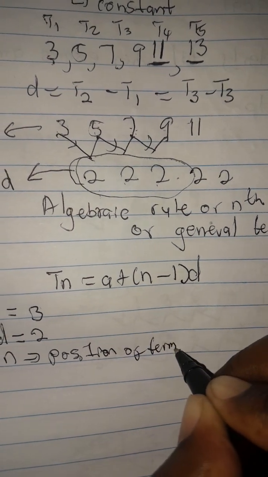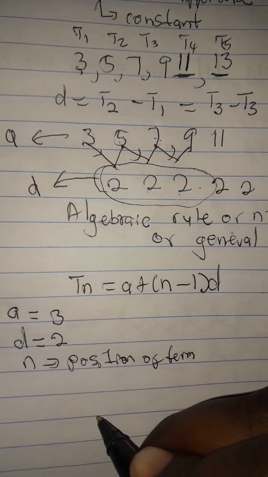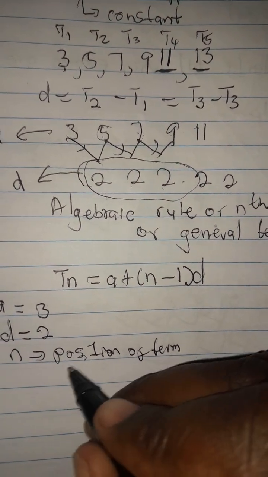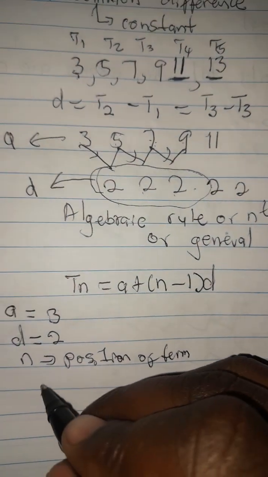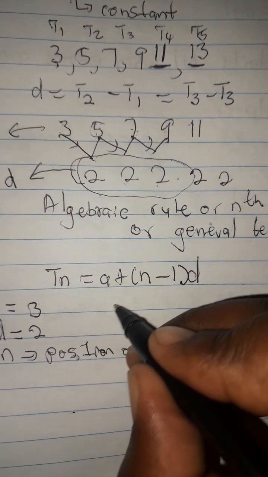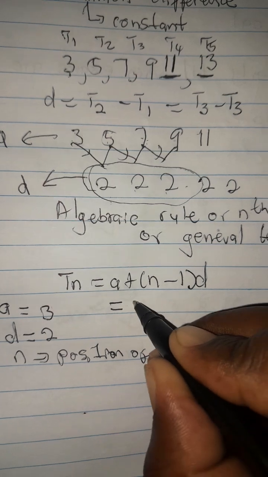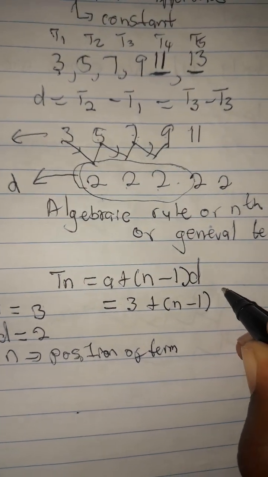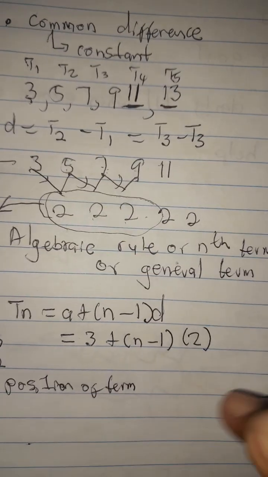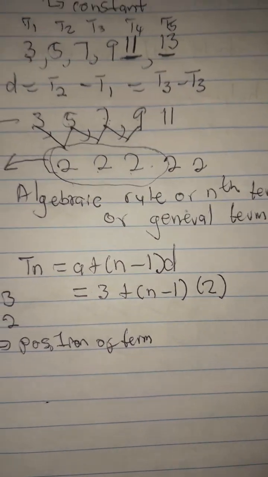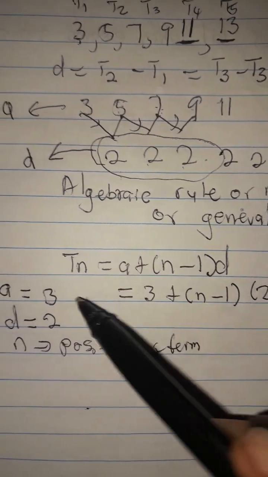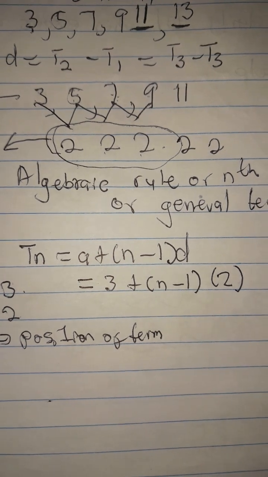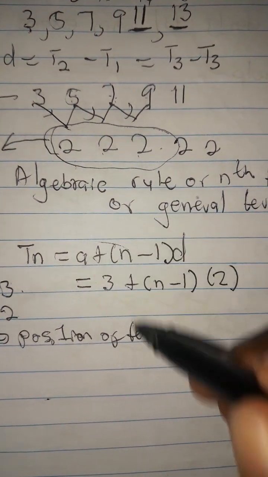It represents the position of a term. So, all right, what are we looking for? We're looking for the general term. Actually, we're looking for what Tn is equal to. Let's put A. What is A? A is 3 plus (n minus 1) times the difference. What is the difference? It's 2. You can see how I substituted my values, because A is given as 3, the difference is given as 2, and hence we have n minus 1 as shown here in the formula.